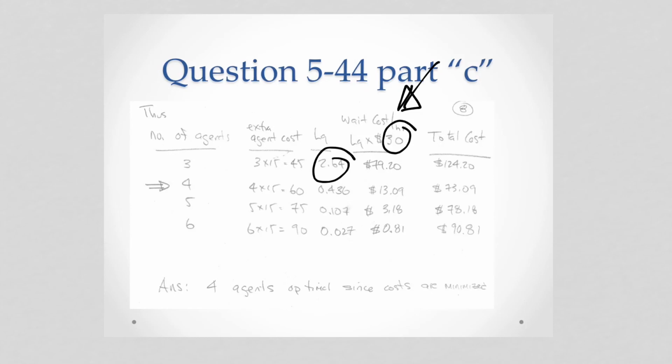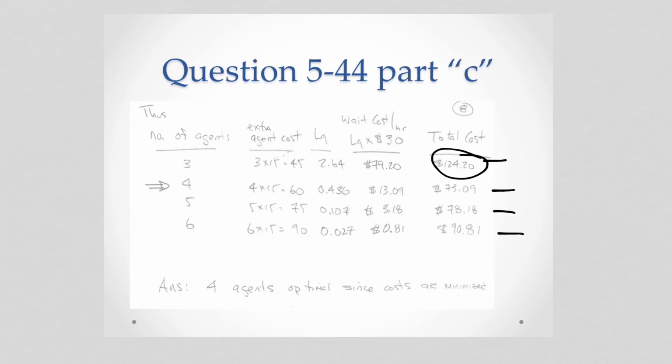And then what we do is we add up over here. So for example, this is equal to the cost associated to LQ, plus the cost of the agents right there. So the 45 plus the 79.20. Same thing for each of the different number of servers.